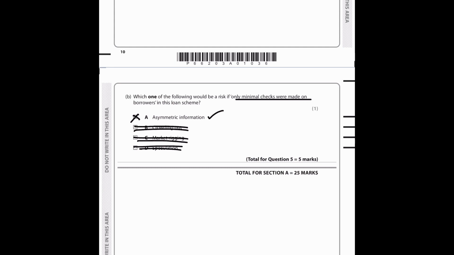Okay, so that completes section A for this 2022 macro paper.